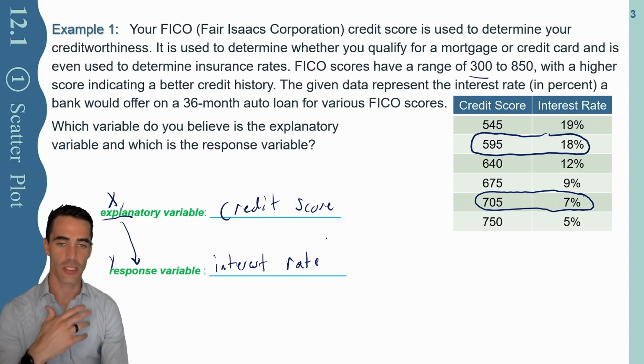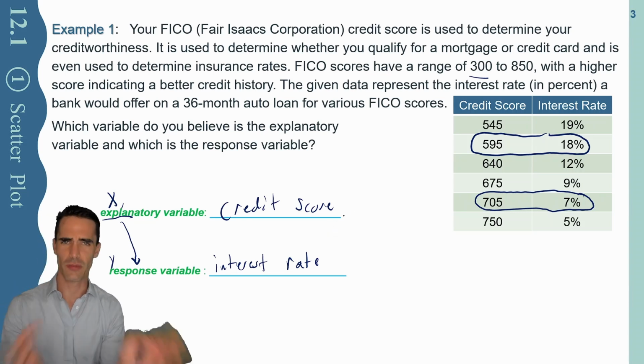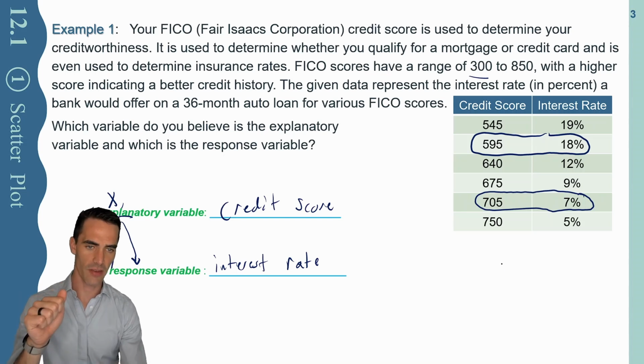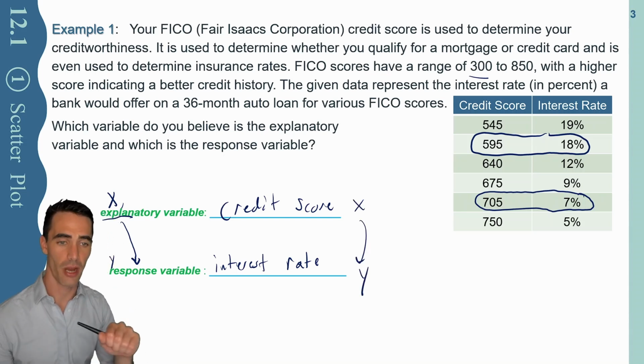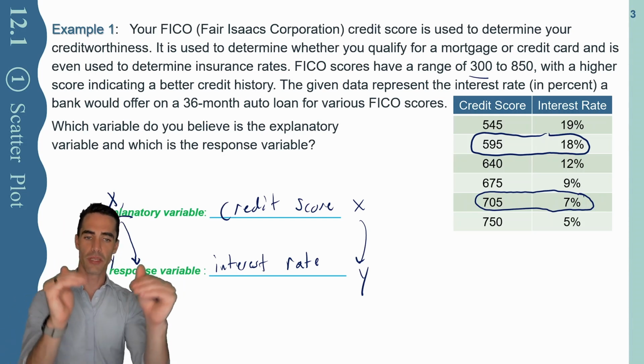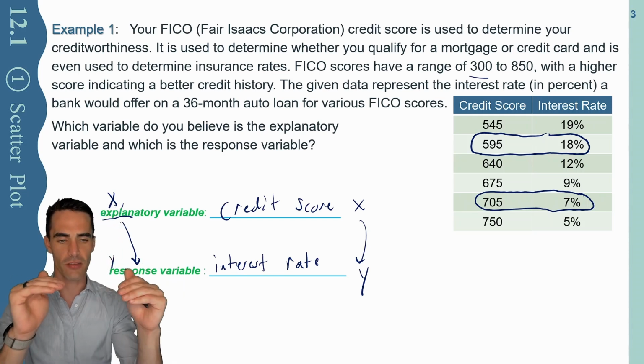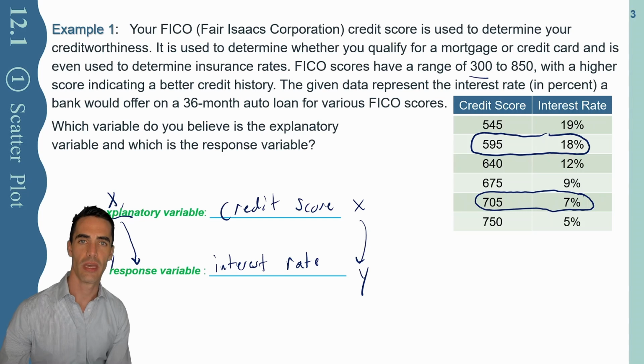And the big deal, the reason why it's important that we categorize this correctly, is because if we miscategorize or mislabel these, then our model is going to be flip-flopped. And so we need to make sure we can identify appropriately which one helps predict the other. That way when we build our model or our predictor here, we're predicting in the right direction. Give me a credit score and I can output an interest rate.